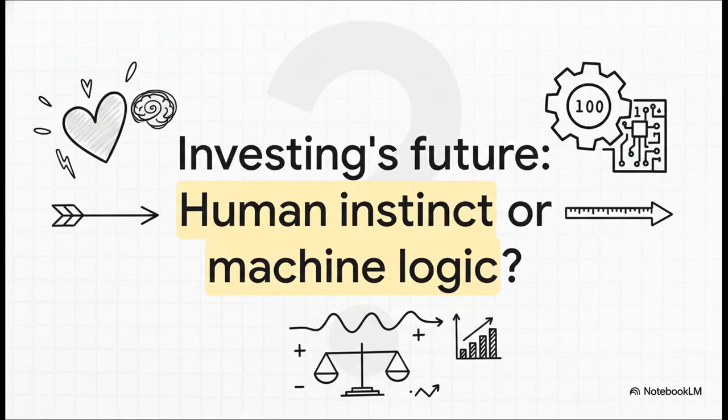And that leaves us with this huge question for the future, doesn't it? As these systems get smarter and more powerful, where's the right balance? Is the future of investing all about gut feelings and human instinct? Or is it pure cold machine logic? Or, as the quants seem to be showing us, is the real magic found somewhere in between?